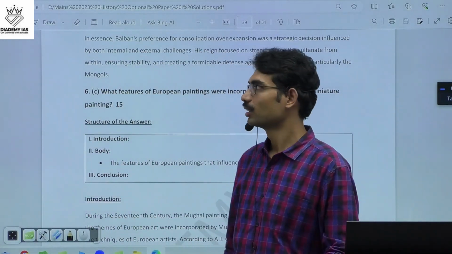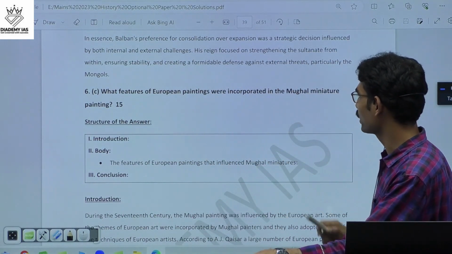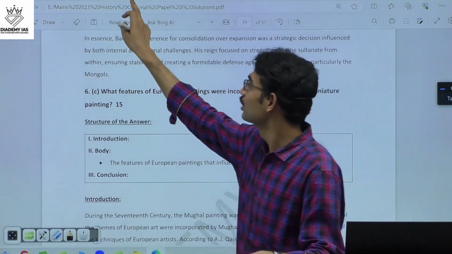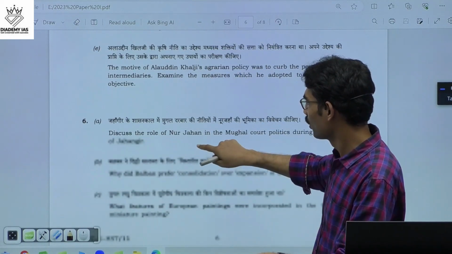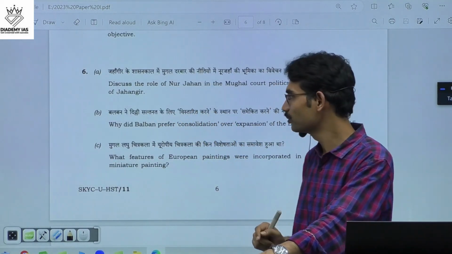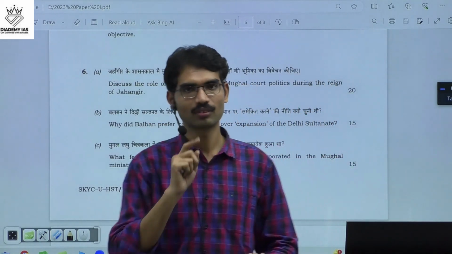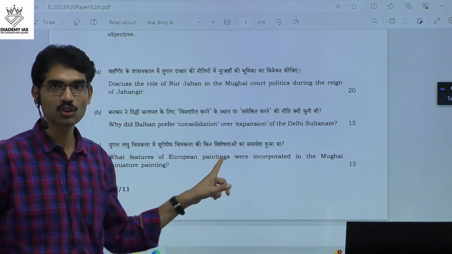Sixth C. What features of European paintings were incorporated in the Mughal miniature painting? Now you see this. When it comes to the sixth question, the first question asked about Nur Jahan, Mughal time period. The second question asked about Delhi Sultanate. Another from Delhi Sultanate. Another one is from Mughal but European painting.